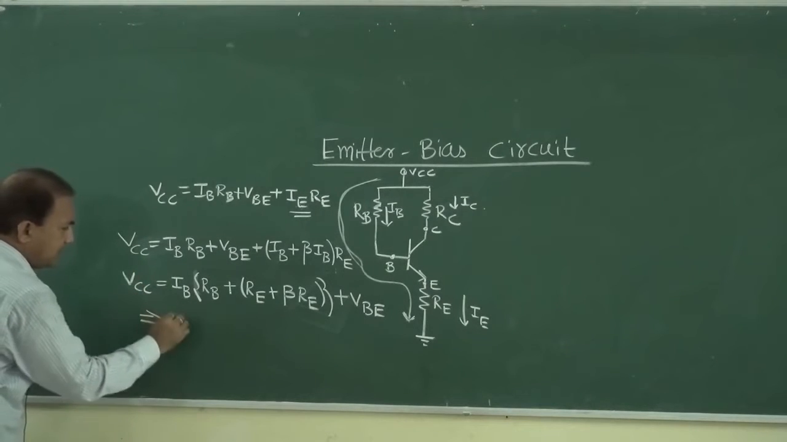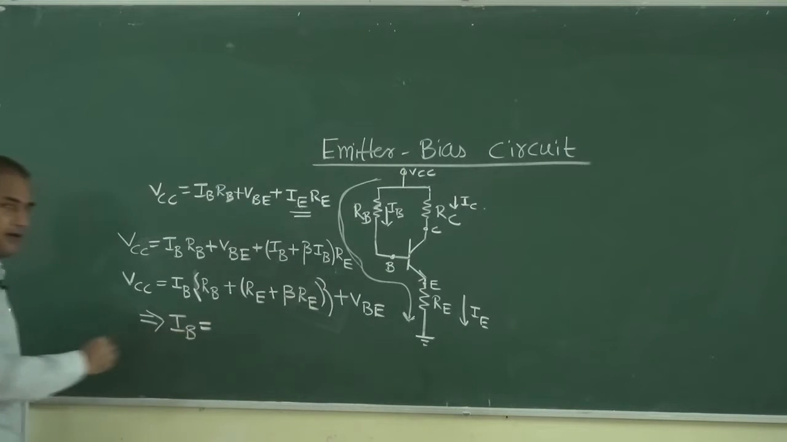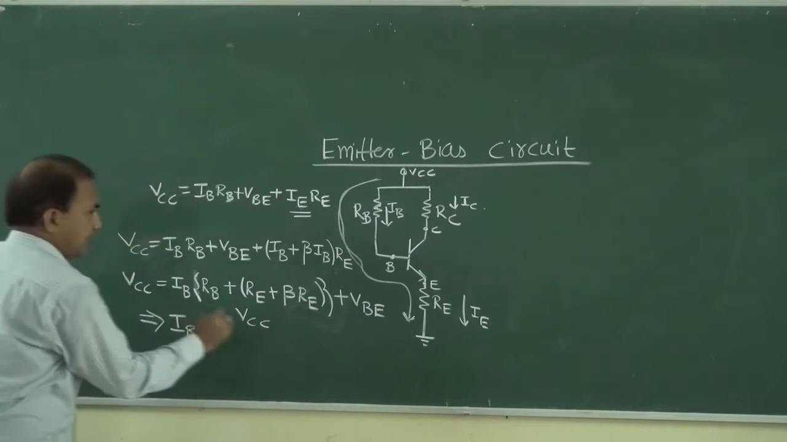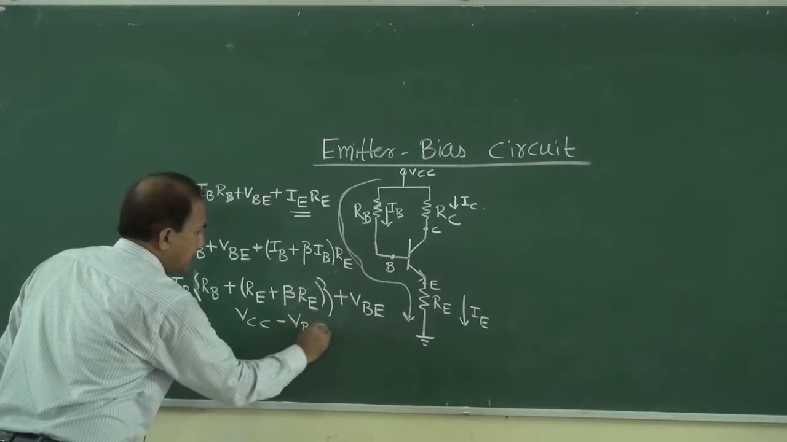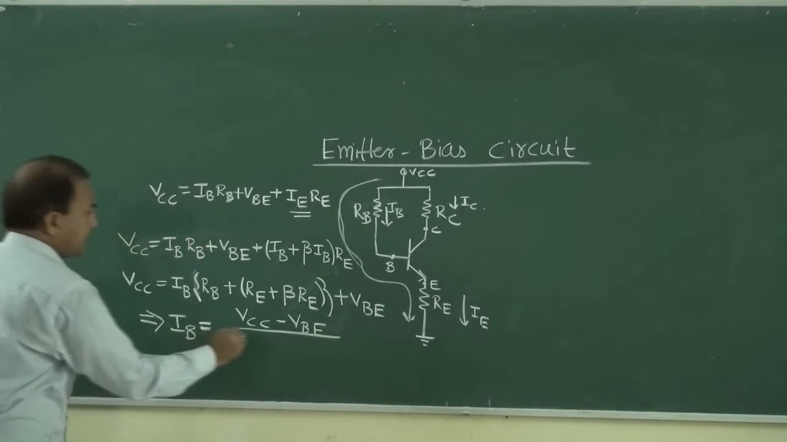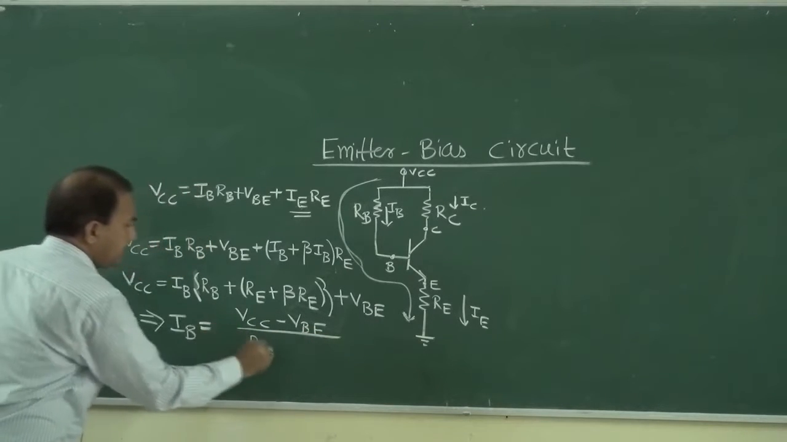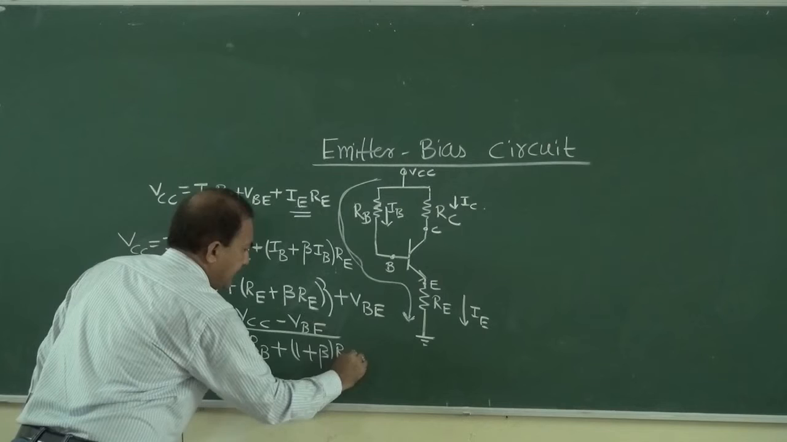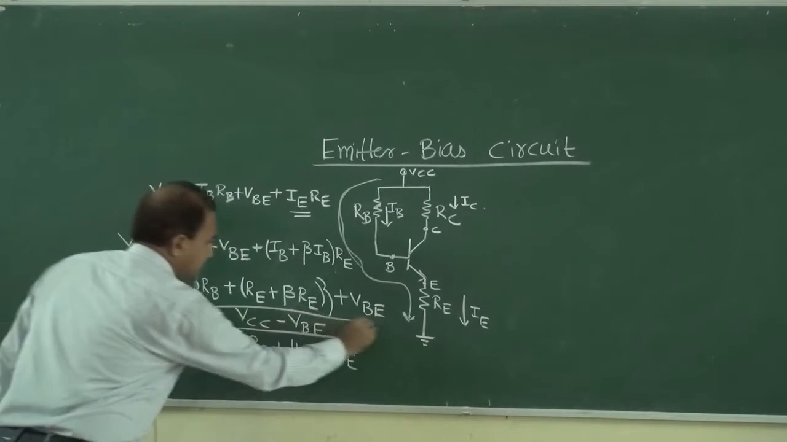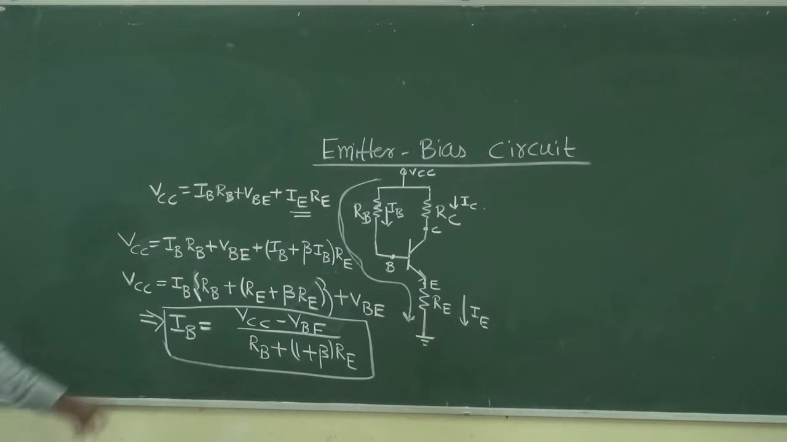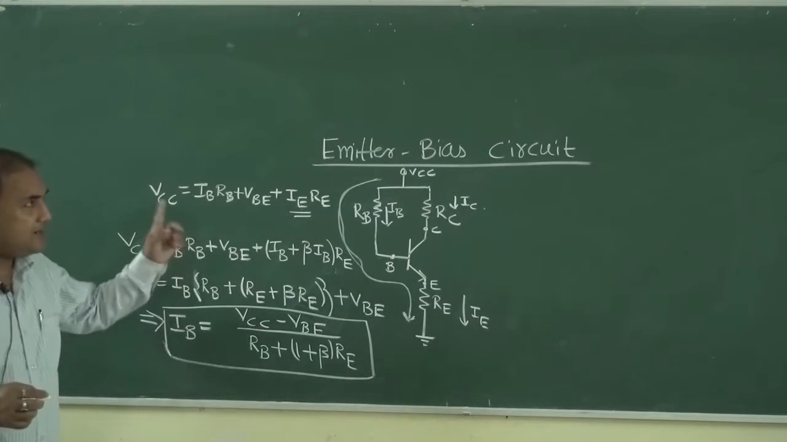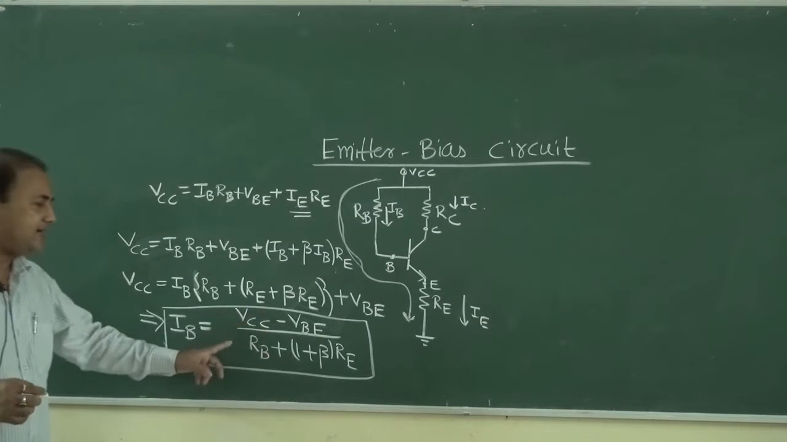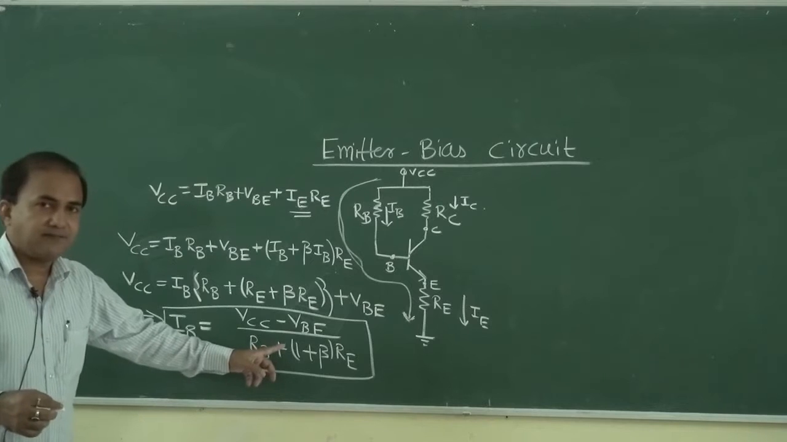So from this we can determine the value of IB. So IB, it is equal to VCC minus VBE divided by RB plus 1 plus beta RE. So this is the expression of IB, the current IB in emitter bias circuit. IB, it is equal to VCC minus VBE divided by RB plus 1 plus beta RE.